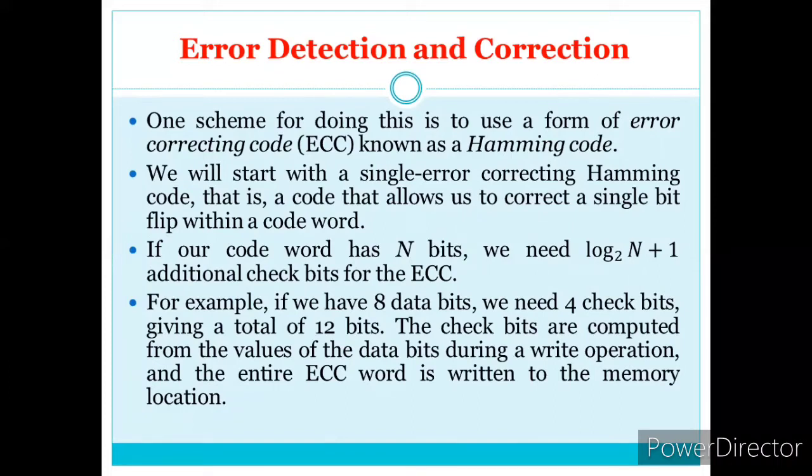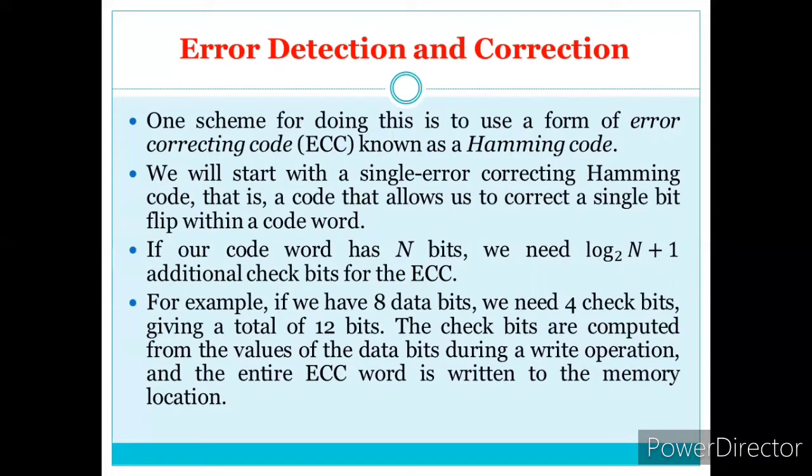So we'll start with a single error correcting Hamming code. We detect the single bit error and try to correct it. In our stored information, or code word, if it has n bits, we need log n to the base 2 plus 1 additional check bits for the ECC, that is, error correcting code. Now let us see a simple example of how this Hamming code is done. Let us assume that we have 8 data bits. So we need 4 check bits, giving a total of 12 bits.